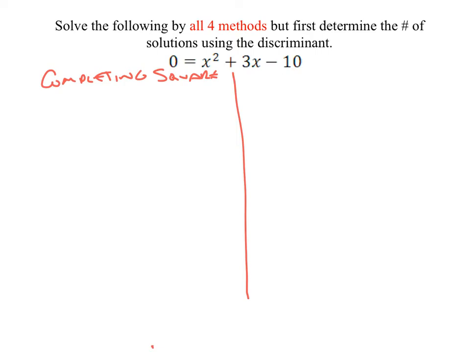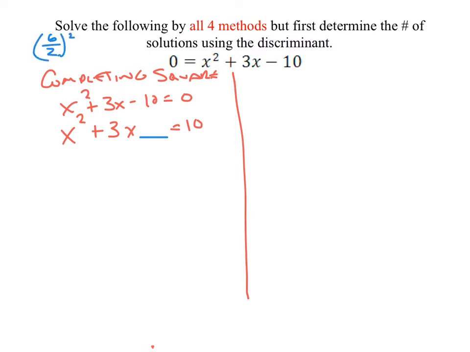So the first thing that I do is I rewrite the equation and I put the 0 on the other side. x squared plus 3x minus 10 equals 0. So the first step I'm going to do is add the 10 over to the other side. And I'm going to leave space for a new number. That new number we're going to calculate by taking half of the b term and squaring it. So half of b and square it.